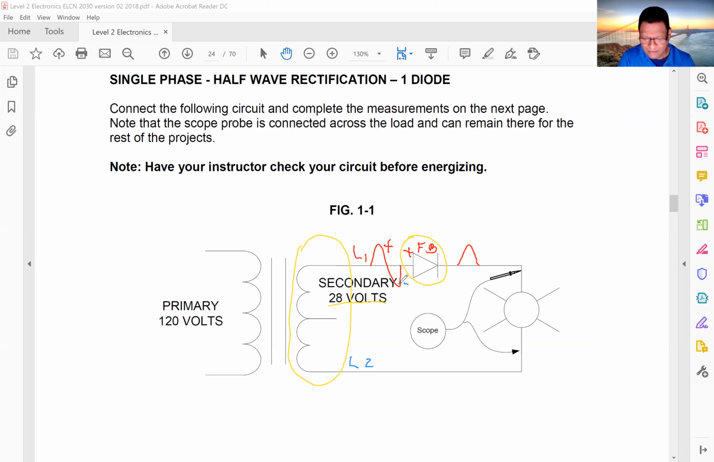However, when the signal becomes negative, the diode is going to be reverse biased, and it's going to behave as an open switch, and it's going to block the signal, which is going to be displayed on the screen of the oscilloscope as a flat line. That way, we are going to be able to obtain half-wave rectification by using just one diode connected in series with our light bulb.